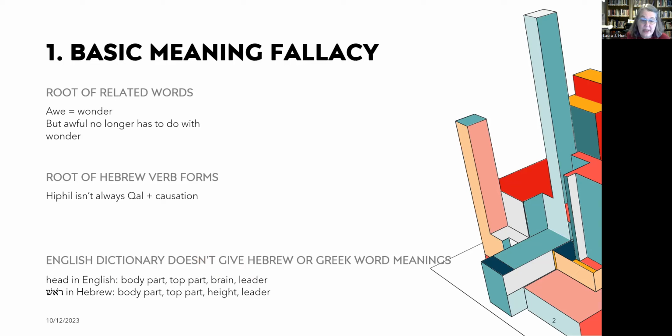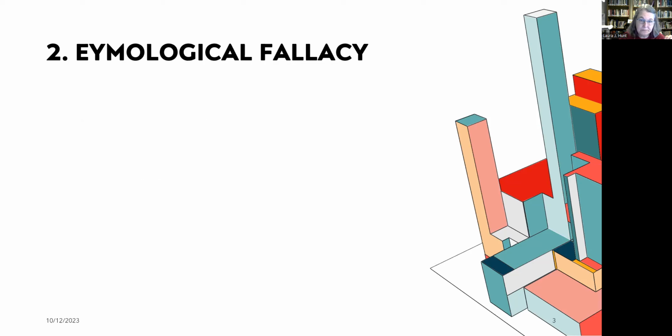And then in Greek, kephale is the Greek word for head. It means this. It means the top part, and it also means the source of a river, but it doesn't mean the leader of a company. So you see that you can't look up head in English and think that the word rosh or the word kephale has all the different meanings that the English word for head has. Again, language doesn't work that way. So that's the basic meaning fallacy.